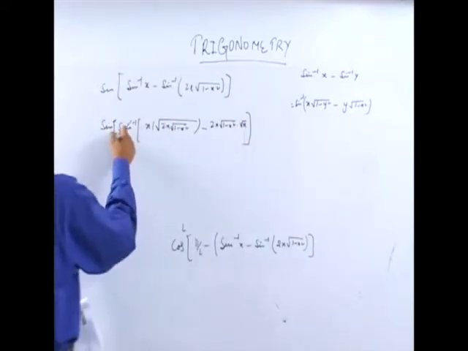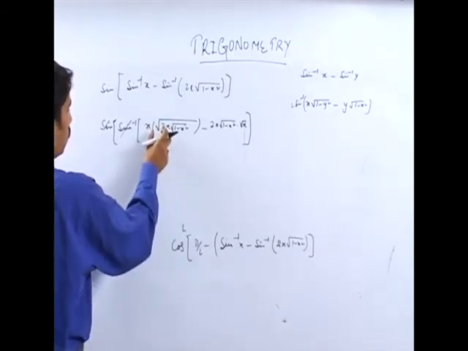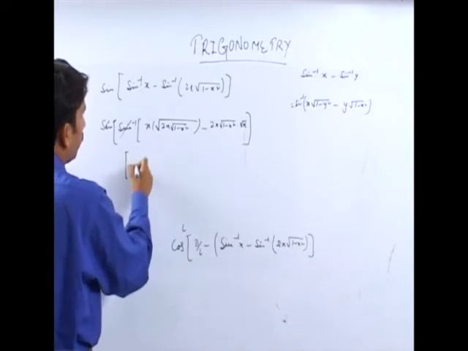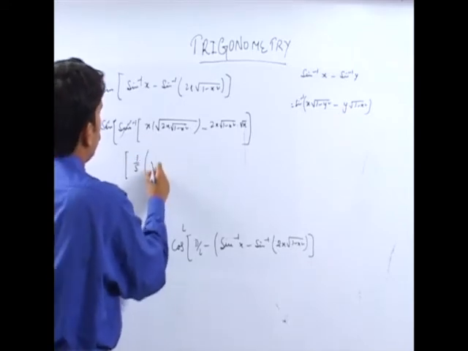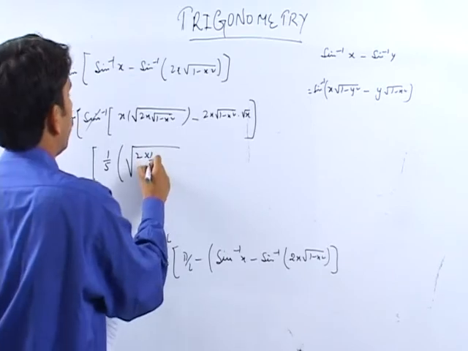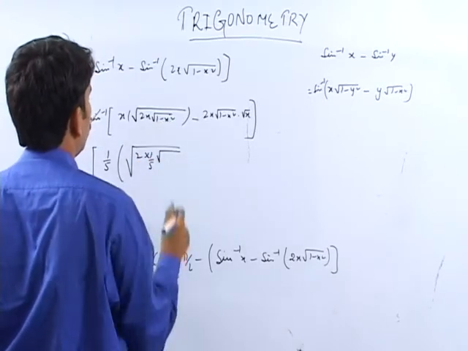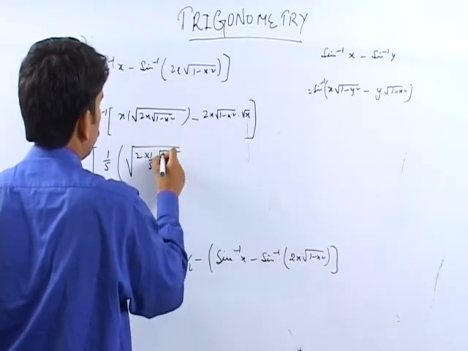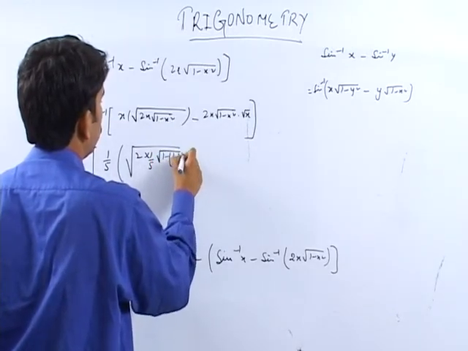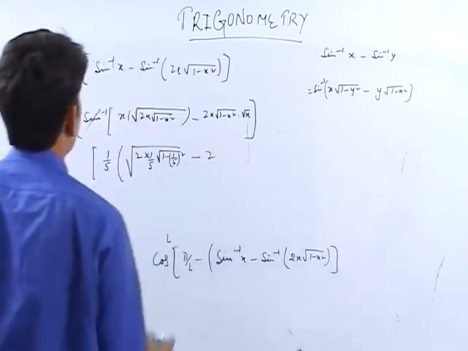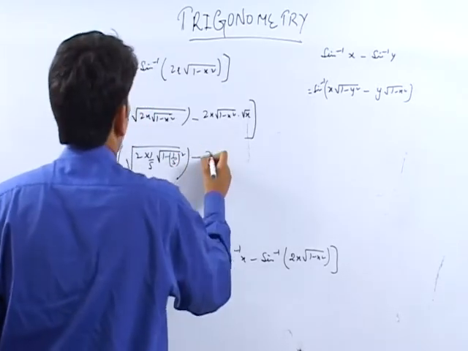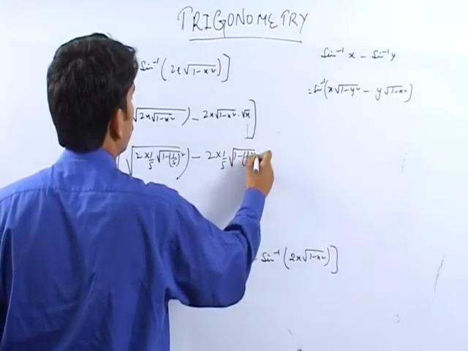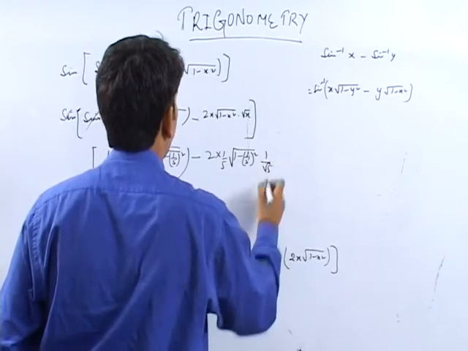Now this sign will be cancelled out, and putting the value here, you will get x is 1 by 5, that means 1 by 5 whole under the root 2 into 1 over 5 under the root 2 into 1 minus 1 over 5 the whole square minus 2 into 1 over 5 under the root 1 minus 1 by 5 the whole square into 1 by root 5.